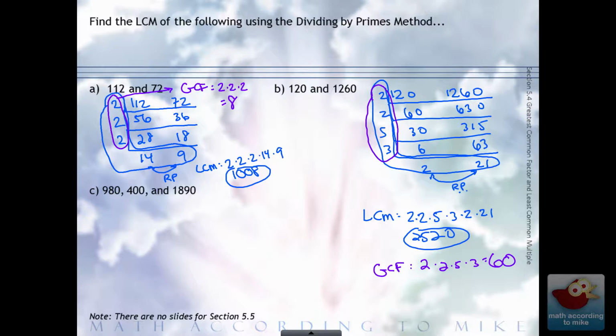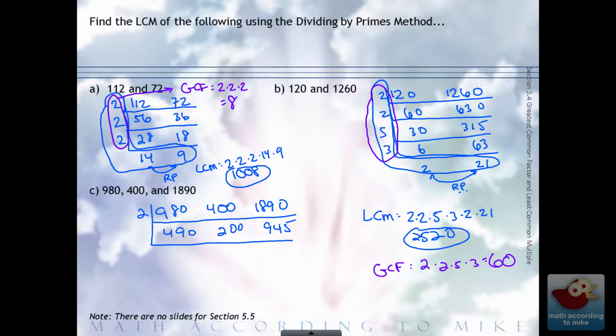Now, when you have 3 numbers like we have in part C, the GCF portion is the same. However, the LCM is a little bit trickier. So for instance, let's knock out a 2. I'm pretty sure this is 490, this is 200, and this is 945. So 2 doesn't work for all 3, but 5 works for all 3. Let's knock out a 5.